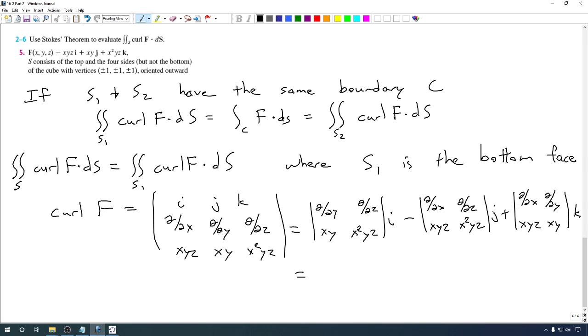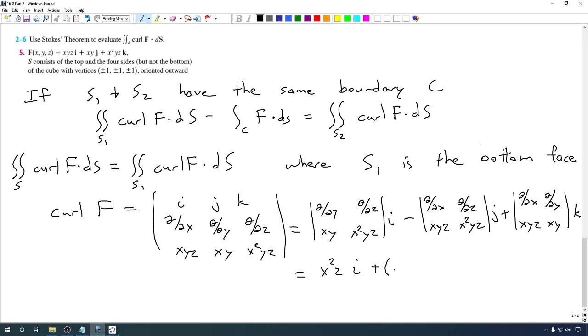All right, the derivative of x squared yz with respect to y is going to be x squared z. The derivative with respect to z of xy is actually 0. So that is our i component: x squared z. Here, the derivative of x squared yz with respect to x is 2xyz. The derivative with respect to z of xy, or xyz, is just going to be xy. I'm actually going to go ahead and use the negative there to swap the order of those.